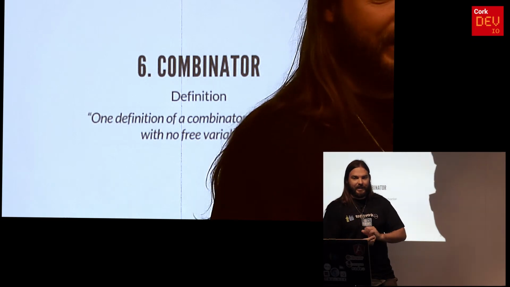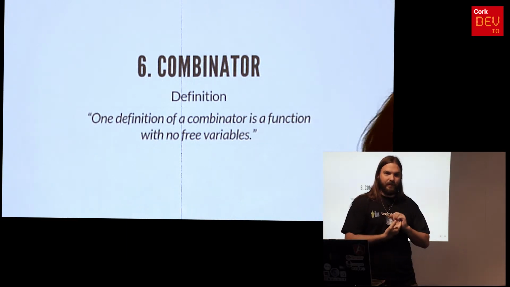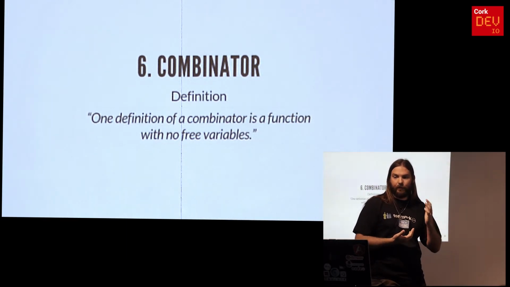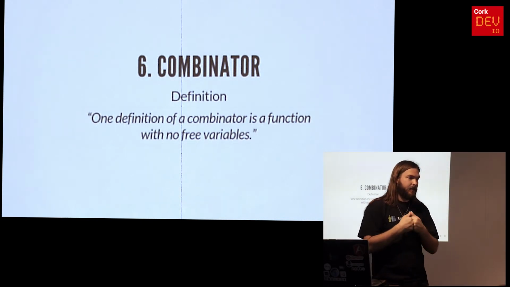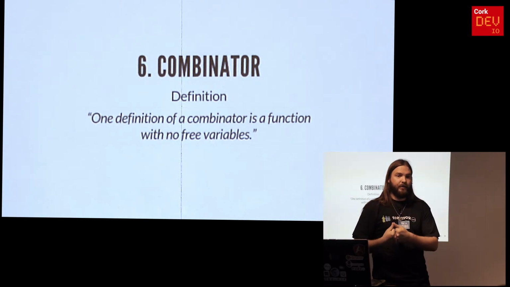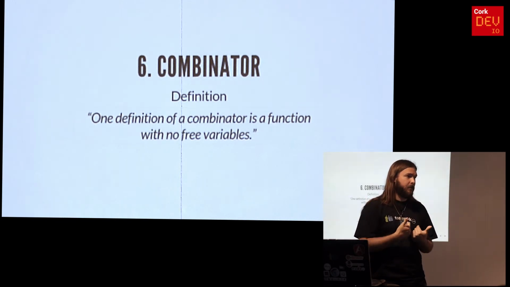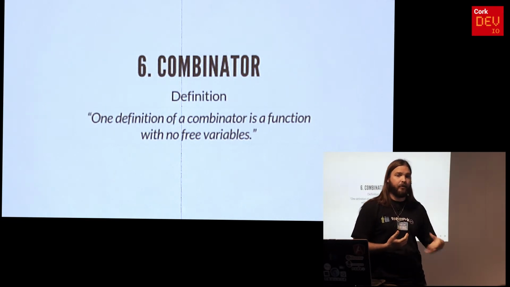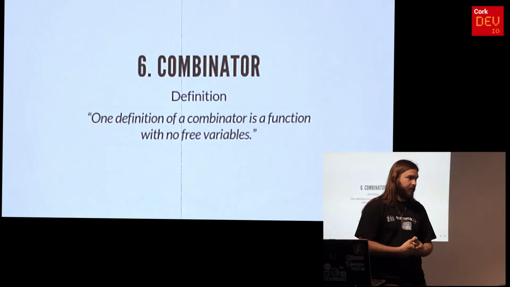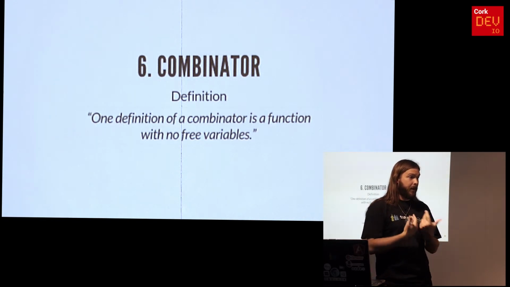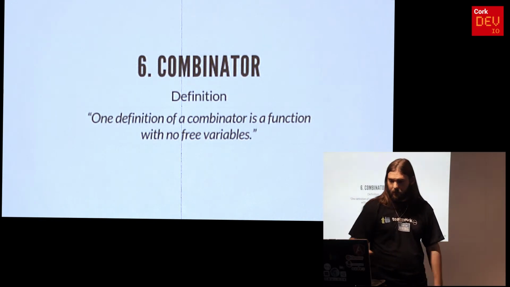Combinator. The definition: it's a function with no free variables. It means that a combinator only uses its parameters to define a new function. It doesn't have the right to call an external function or do an operation by itself. So it just has the right to use the argument to do something.